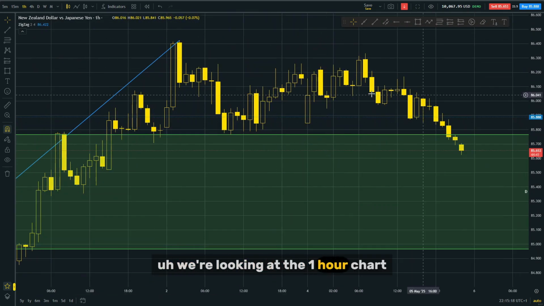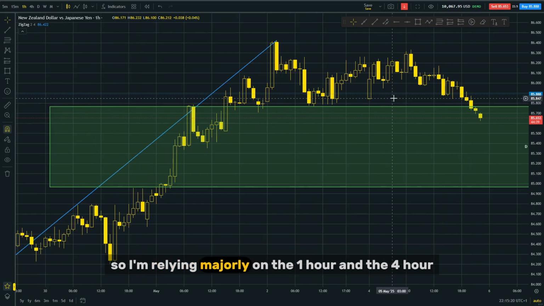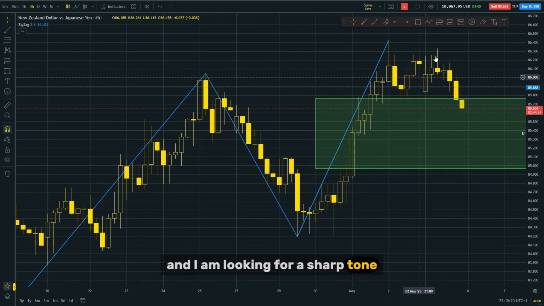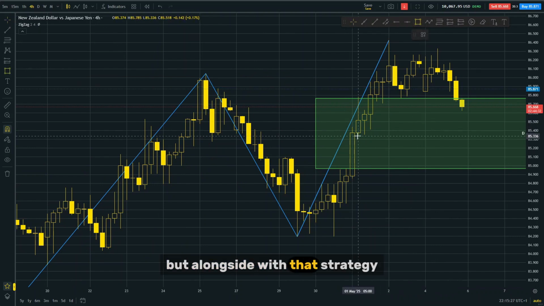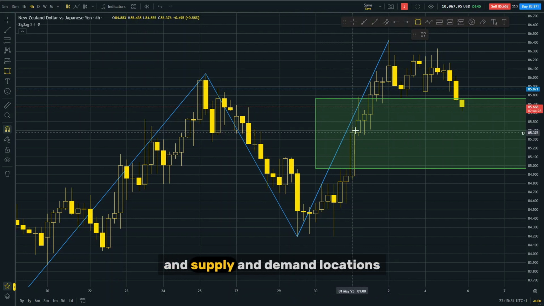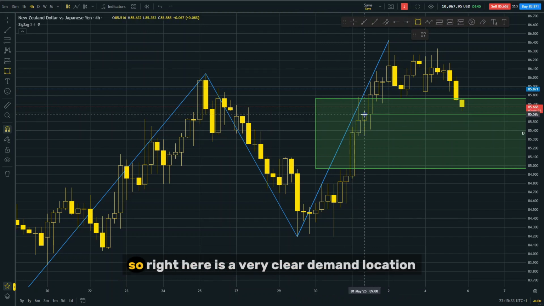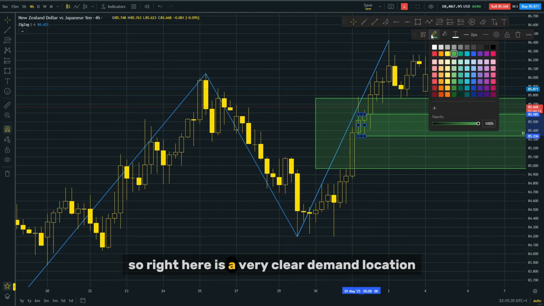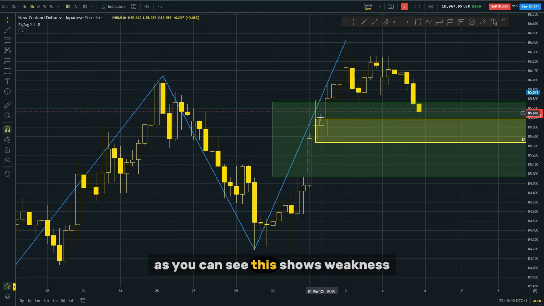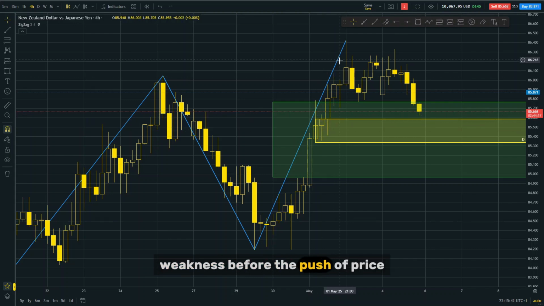We're looking at the 1 hour chart. So I'm relying majorly on the 1 hour and the 4 hour, and I am looking for a sharp turn. But alongside that strategy, I'm also looking at supports and resistance and supply and demand location. So right here is a very clear demand location. As you can see, this shows weakness before the push of price.